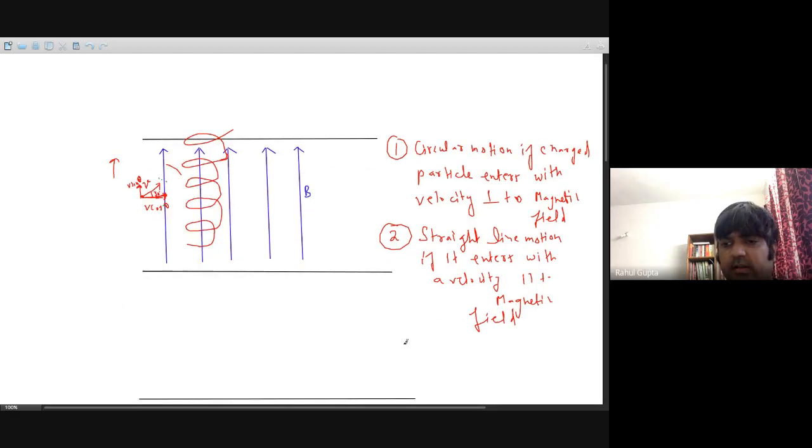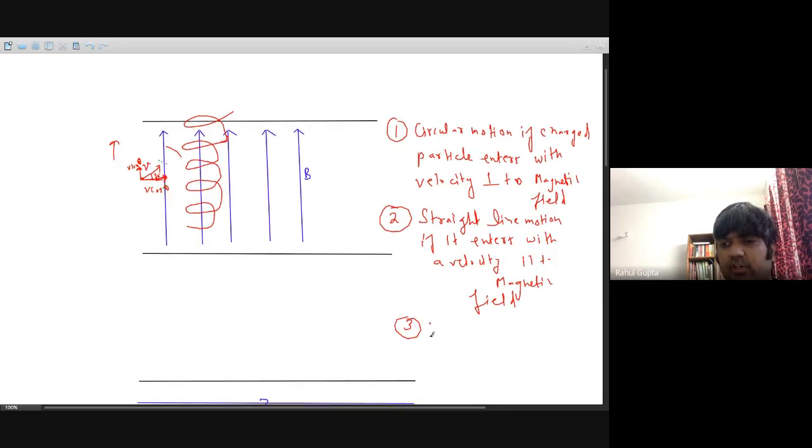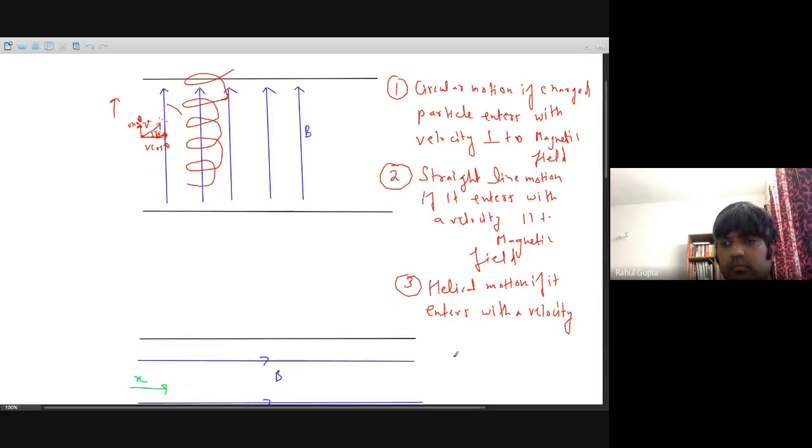And third, helical motion if it enters with a velocity non-perpendicular, non-parallel to the magnetic field.